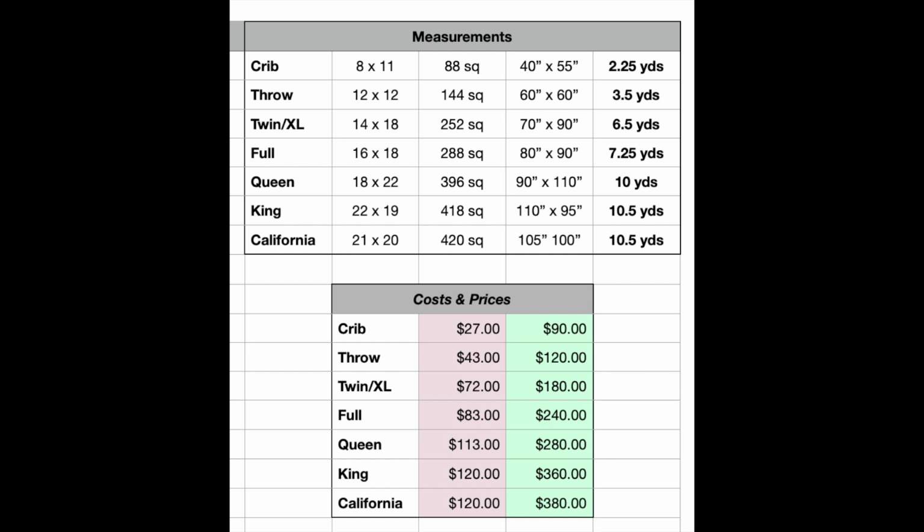Now, if I have to ship a quilt to somebody, the customer is paying the shipping fee and the cost of the packaging if I had to buy something versus reuse something that I already had.